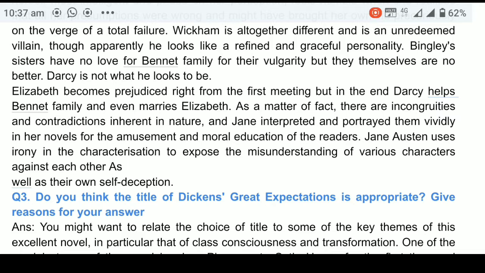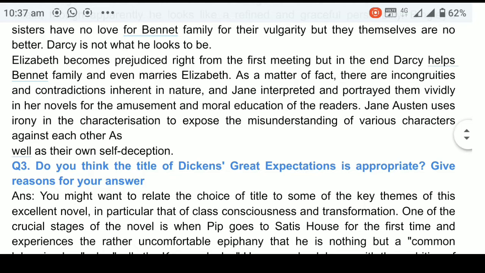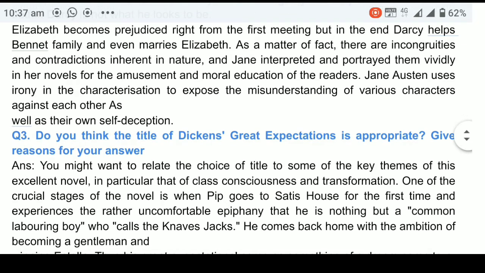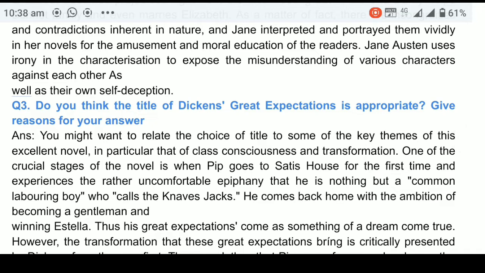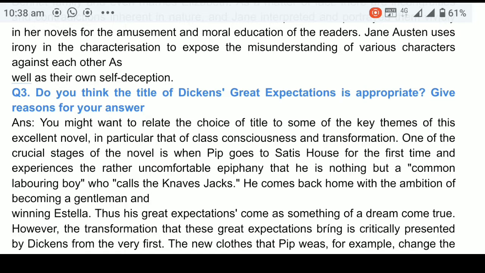Wickham is altogether different and is an unredeemed villain. Though apparently he looked like a refined and graceful personality, he is not. Bingley's sisters have no love for the Bennet family for their vulgarity, but they themselves are no better. Darcy is not what he looked to be. Elizabeth becomes prejudiced right from the first meeting, but in the end Darcy helps the Bennet family and even marries Elizabeth. As a matter of fact, there are incongruities and contradictions inherent in human nature, and Jane Austen interpreted and portrayed them vividly in her novel for the amusement and moral education of the reader.